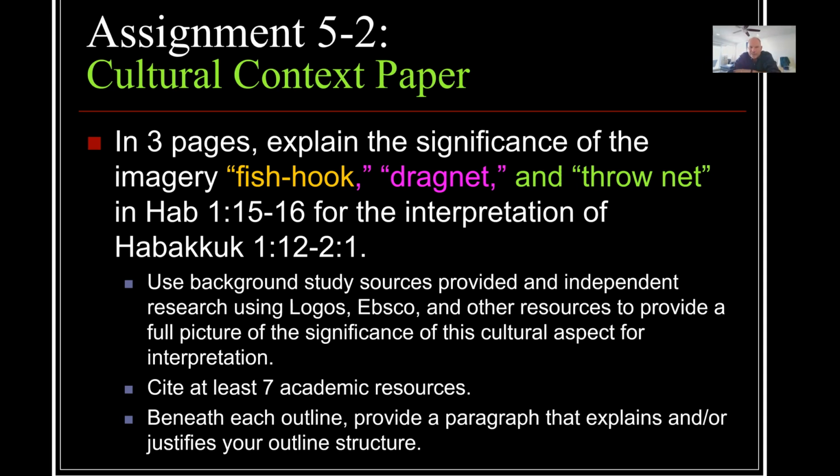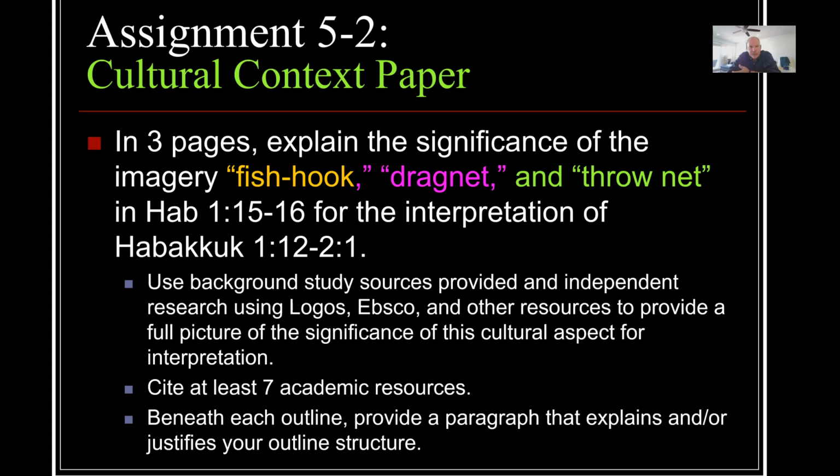I need you to use at least 7 academic resources. Now, keep in mind, an academic resource is not a website. An academic resource is a paper, a book, or some other research-based publication. Websites do not qualify. Beneath each outline, provide a paragraph that explains and or justifies your outline structure.